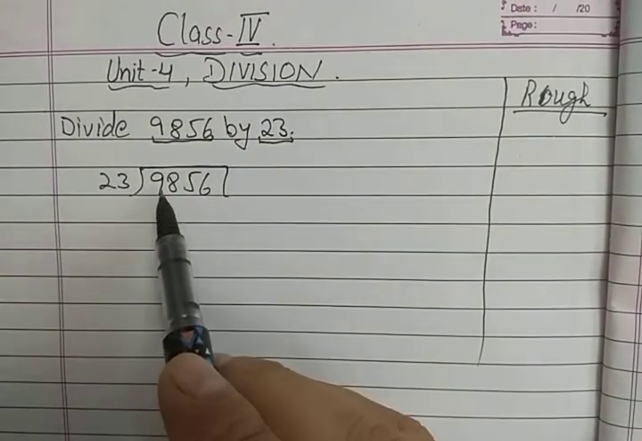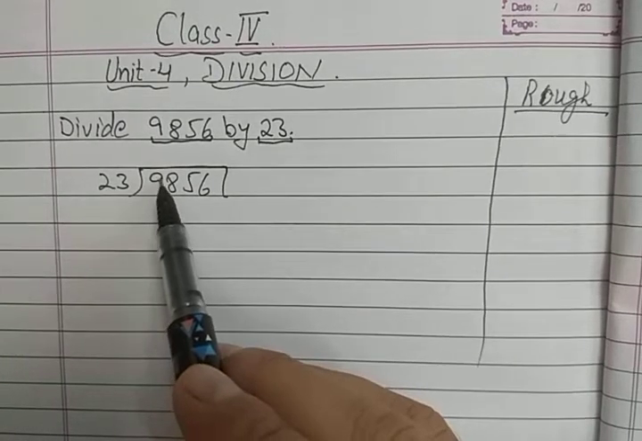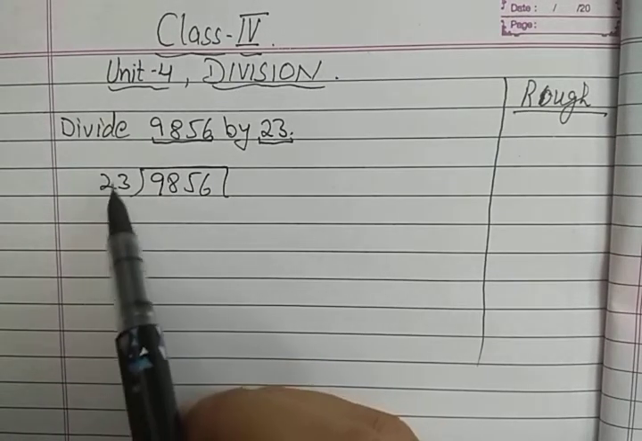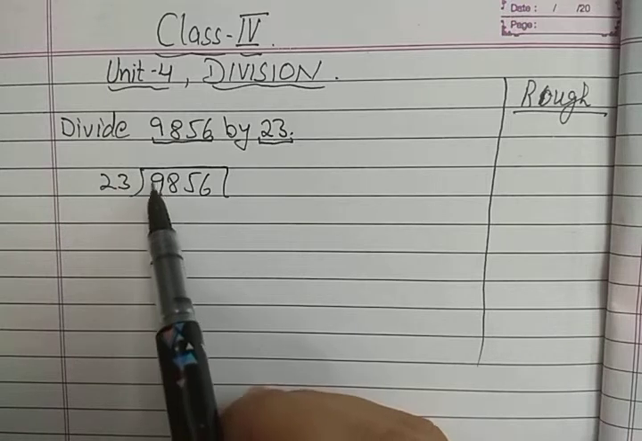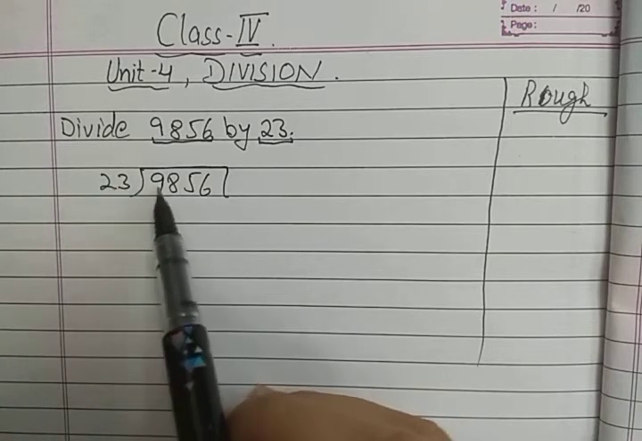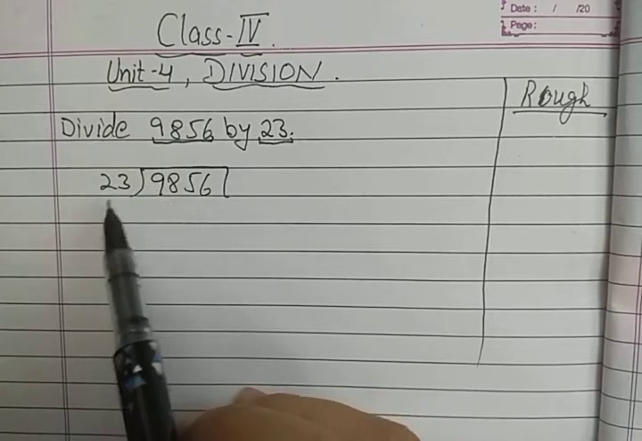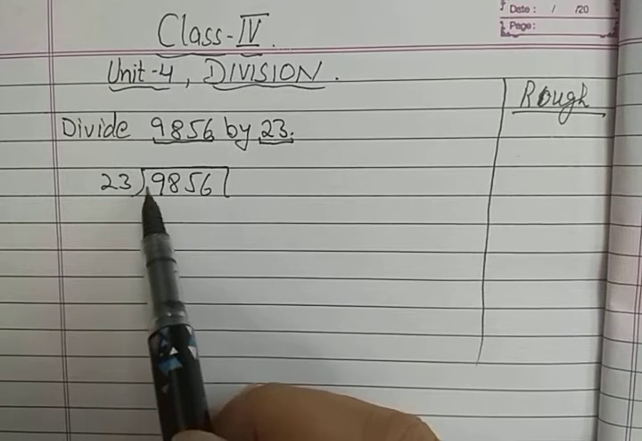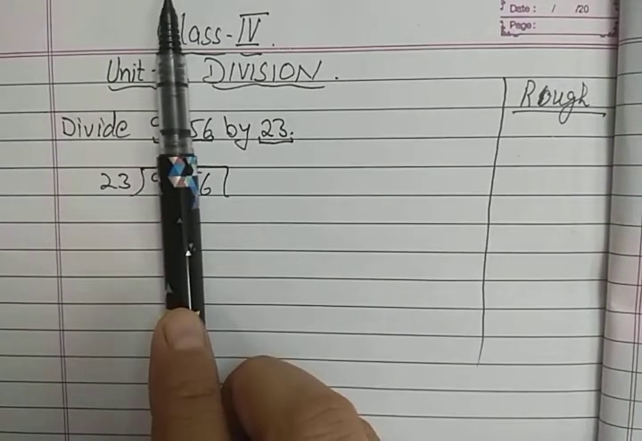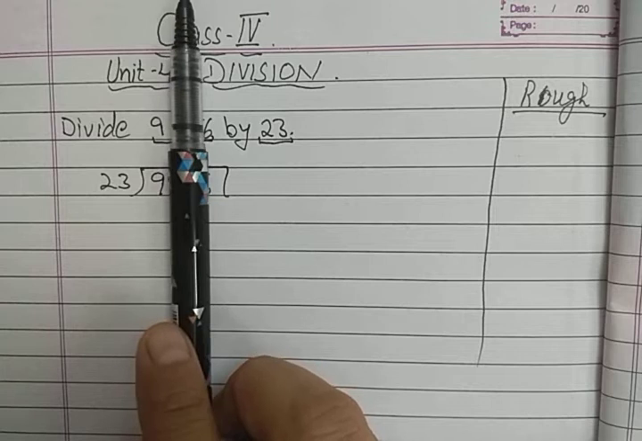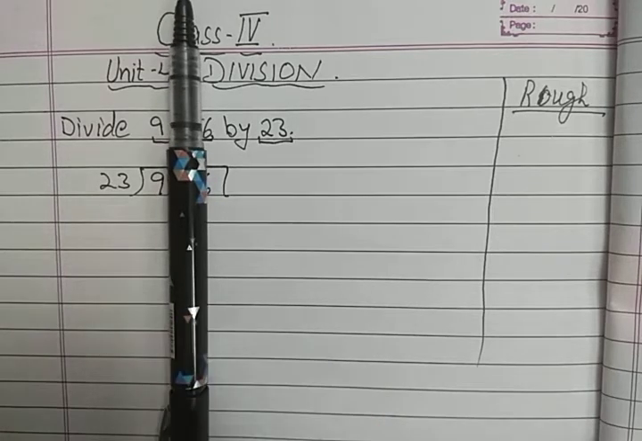Now here, the first thing is how many digits you will take. For a 2-digit number, obviously a single-digit number is less than the 2-digit number, so we have to take at least 2 digits. For example, here 9 is smaller than 23. The starting number should be greater than or equal to the divisor, that is the condition. So 9 is smaller than 23, so we have to take 2 digits.